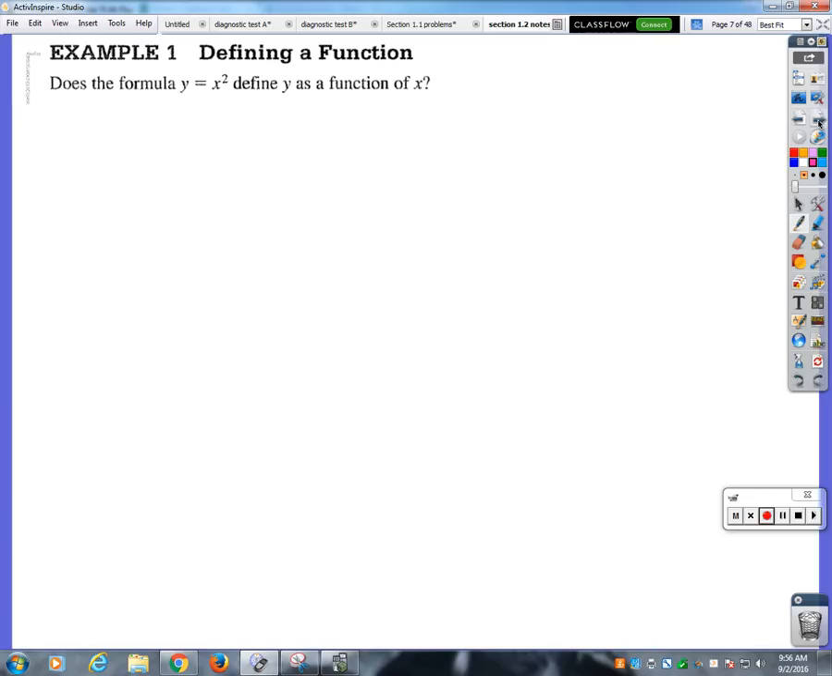Is y equals x squared a function? In other words, every time I put a number in for x, will I always get the same answer, or are there different options? Yes, this is a function. The easy way to think about this is you all know what the graph of y equals x squared looks like. It's a parabola with its vertex at the origin.